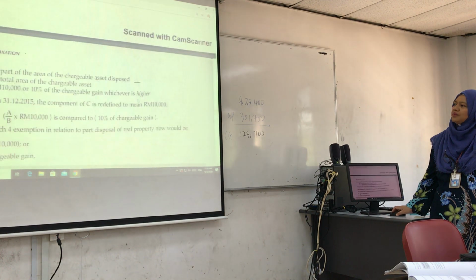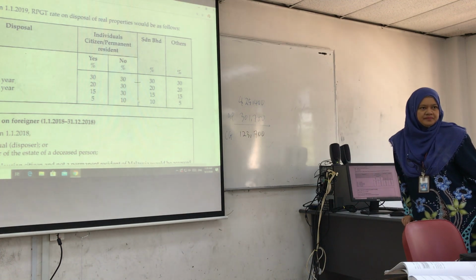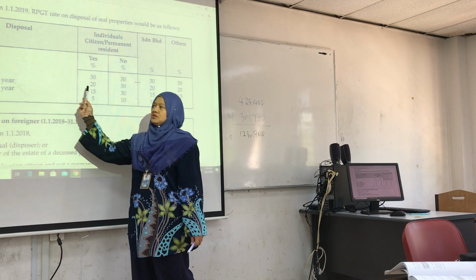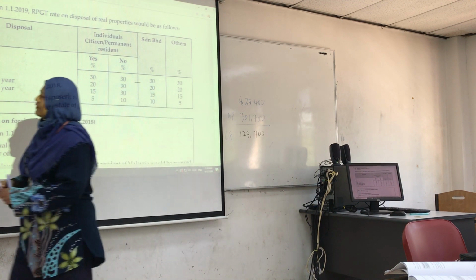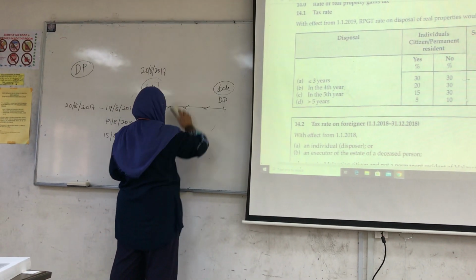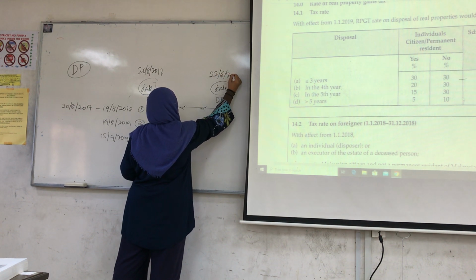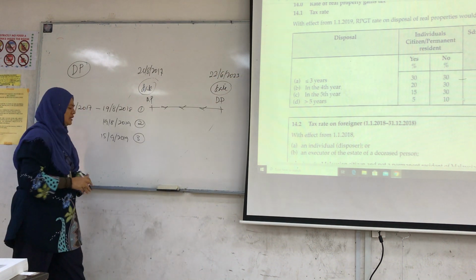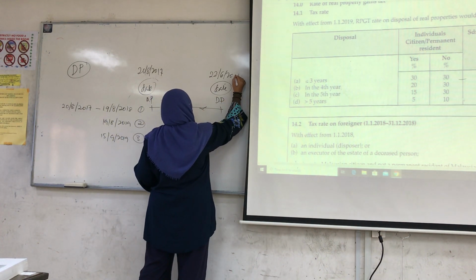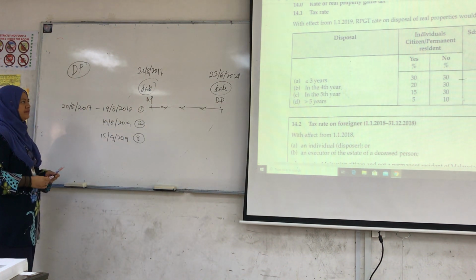So that would be which rate then? Assuming that Yuan Fat is a citizen, 30%, because the holding period is less than 3 years. So you have to use 30%. So let's see if I say that you dispose on 22nd of June 2021. What's the tax rate for that?